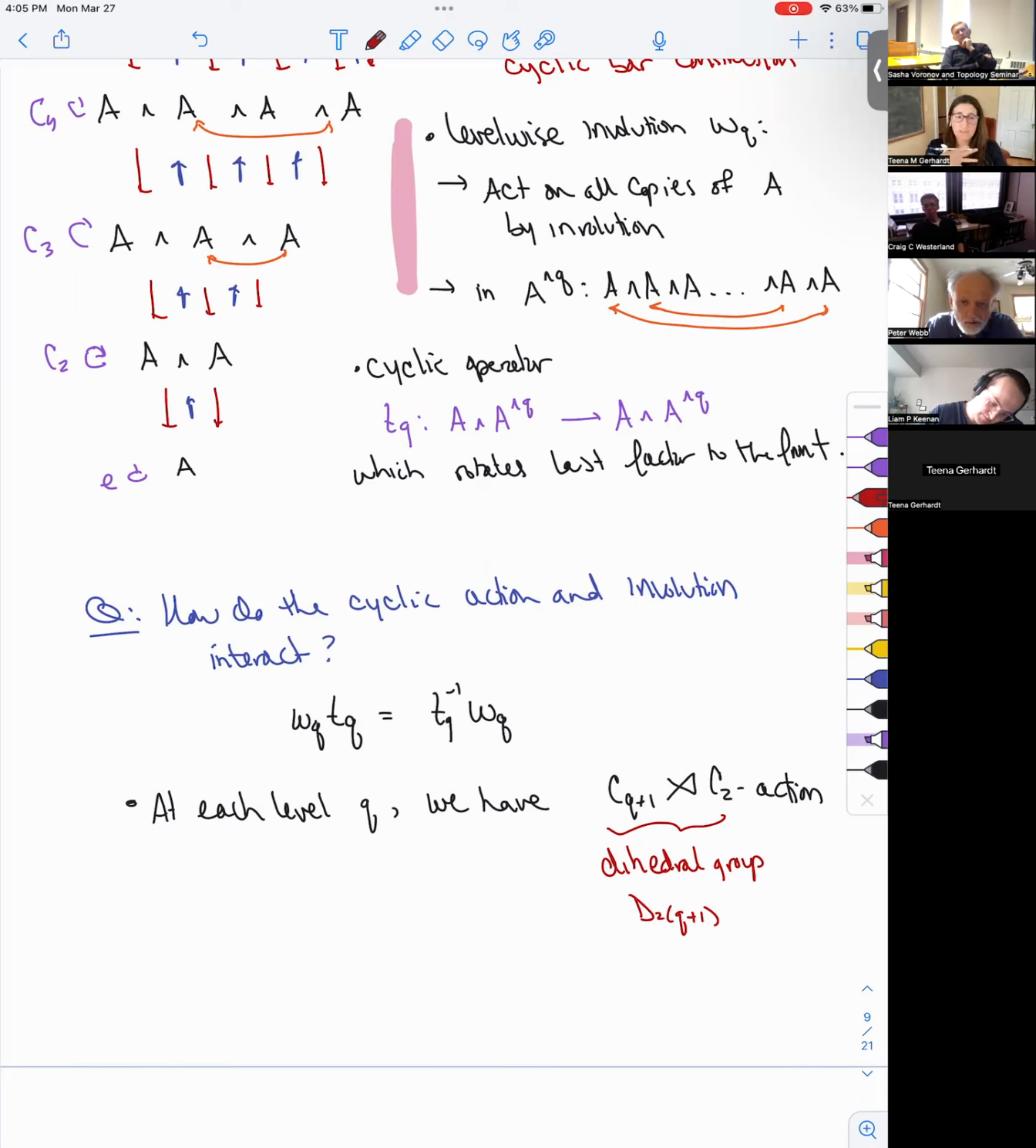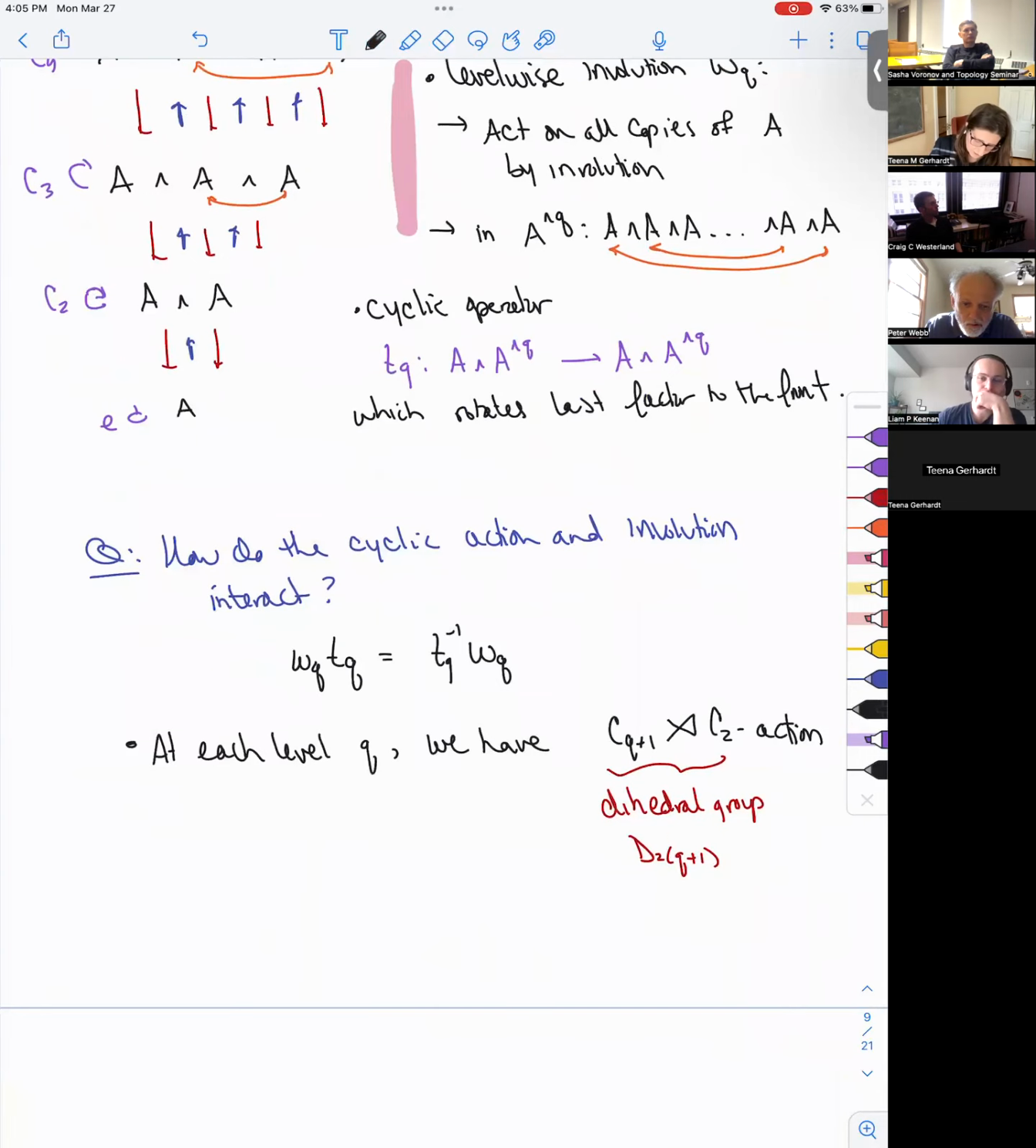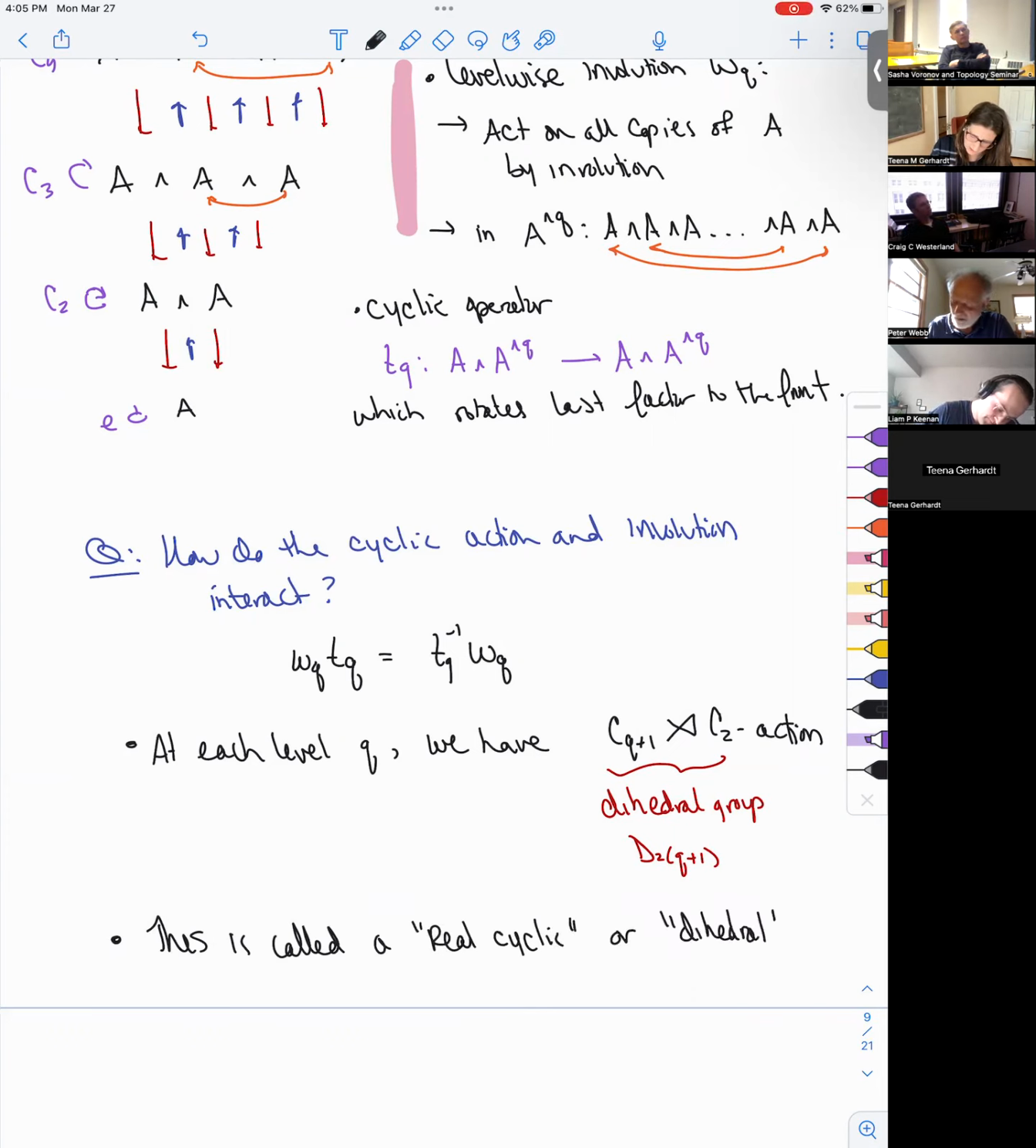Okay, so what have we said? We have this simplicial object with all this additional structure, and we've learned that at each level it has an action of the dihedral group. We can characterize exactly this kind of object, a real simplicial object with a cyclic action that satisfies this relation. Sometimes this is called a real cyclic object, or you could call it a dihedral object. Either of those names exist in the literature.